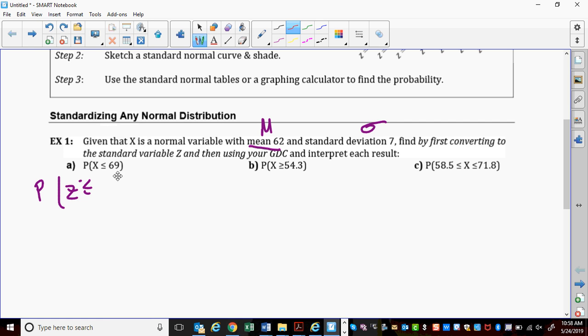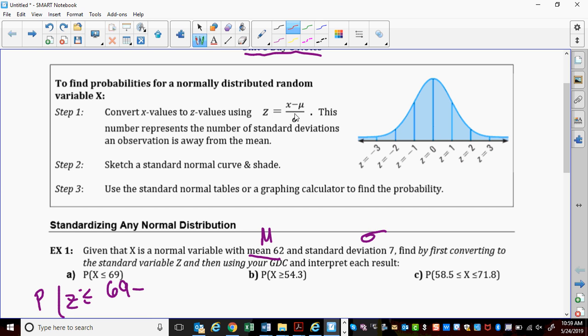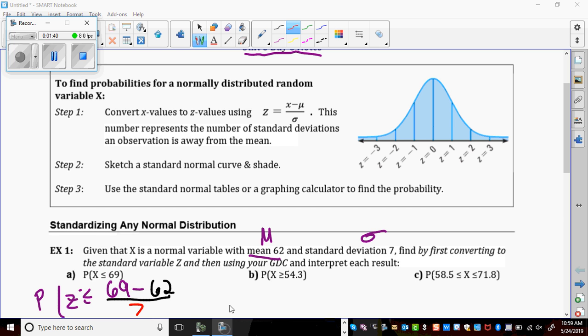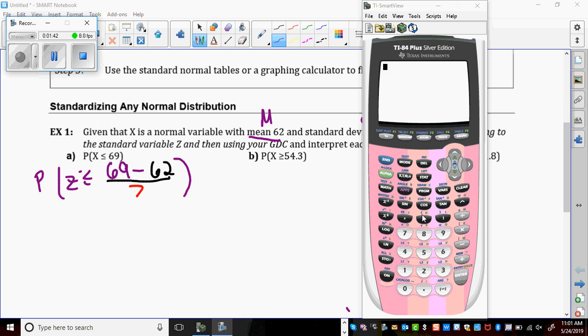less than or equal to, this one is 69. So 69 is my score minus, my formula says we're going to subtract the mean, which in our case is 62. And then we're going to divide that by the standard deviation, which is 7. All right, so we can put this into your calculator. I'm going to show you how to put this in your calculator.